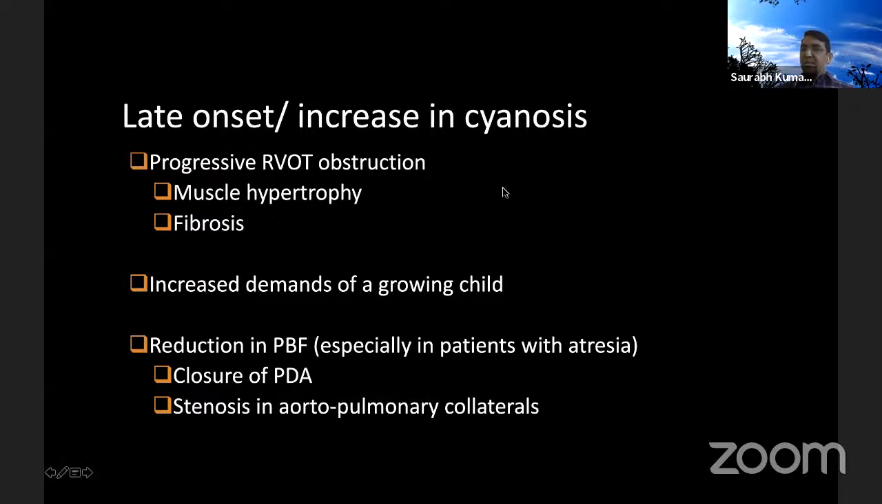Now, why these patients have late onset or increase in cyanosis during late childhood is because they continue to have progressive RVOT obstruction, and this is one of the common questions which is being asked. That is why I thought that I'll dwell upon this a little more. And this progressive obstruction occurs because of muscular hypertrophy and fibrosis, which sets in because of chronic hypoxia as well as shear stress across the narrowed pulmonary outflow. Increased demand of a growing child also will lead to increase in cyanosis. And other reasons can be there like closure of PDA and stenosis in aortopulmonary collaterals in the setting of pulmonary atresia.